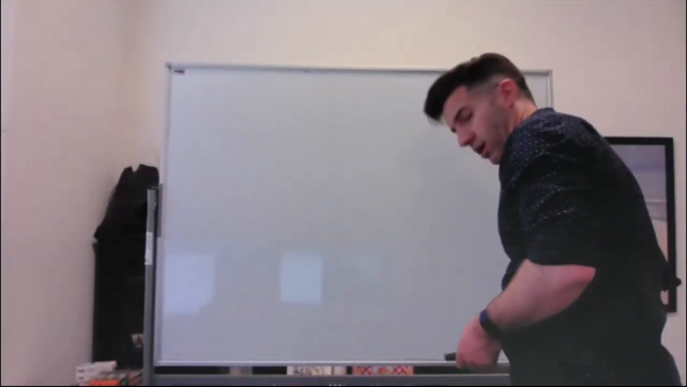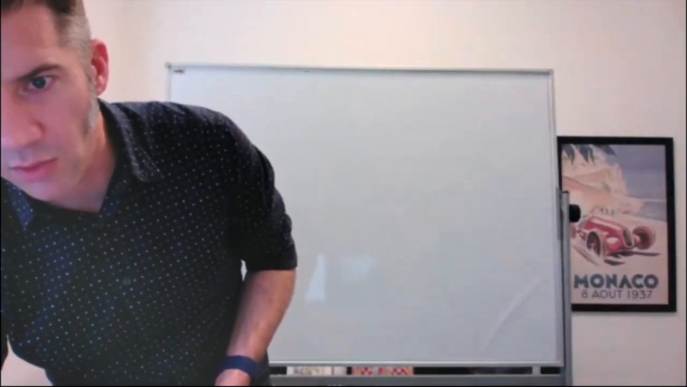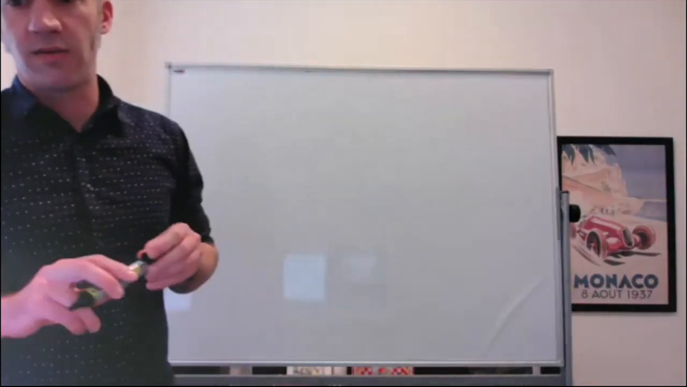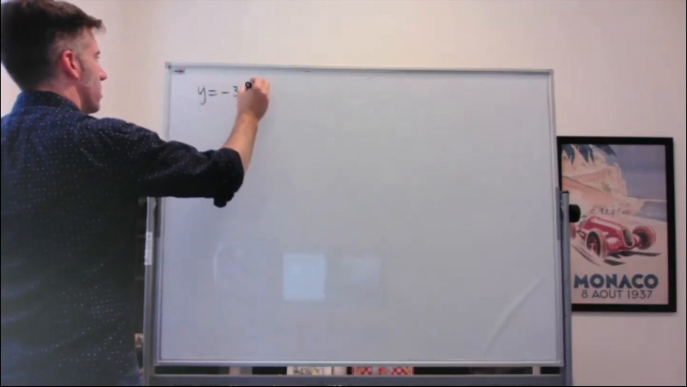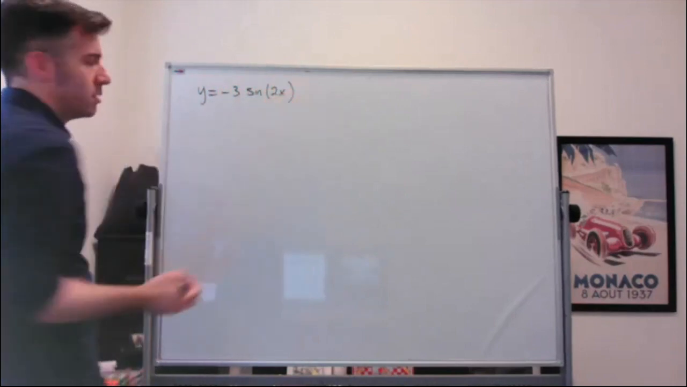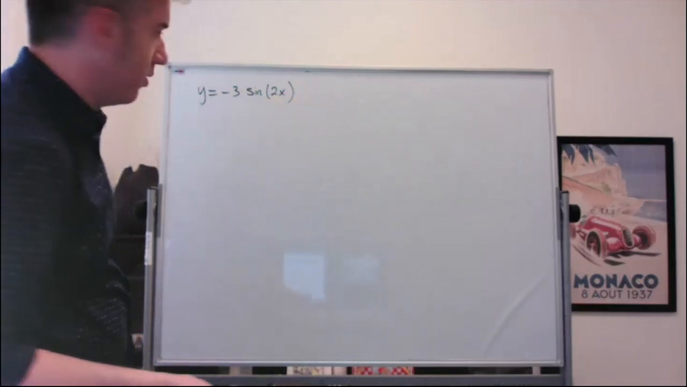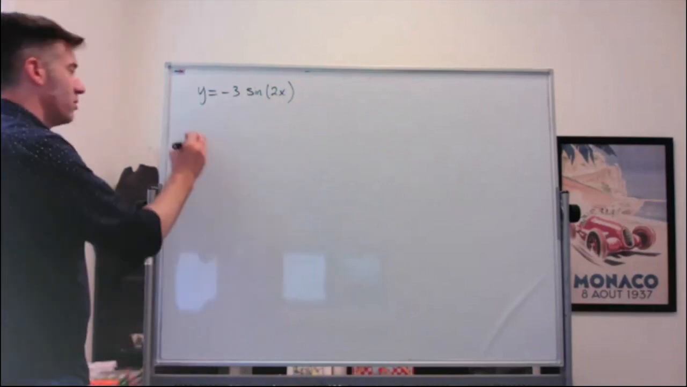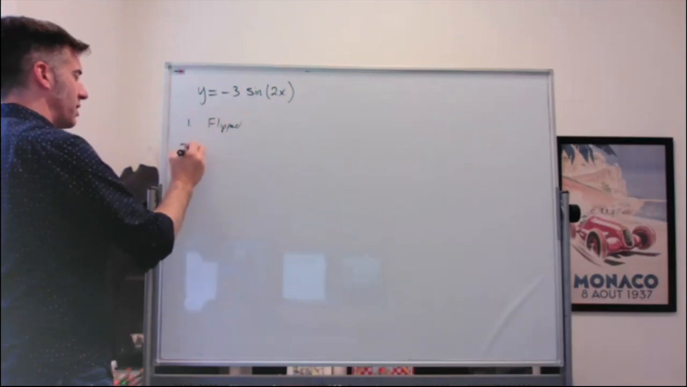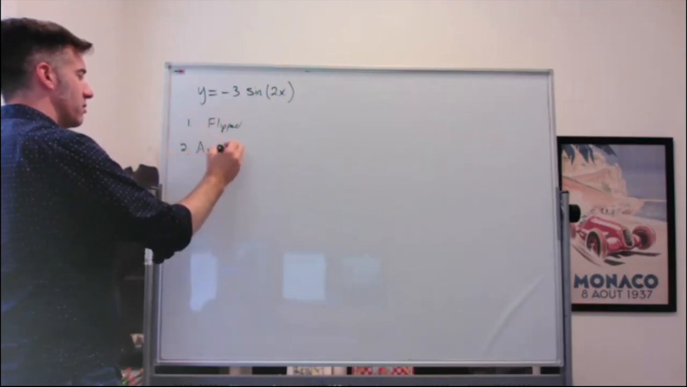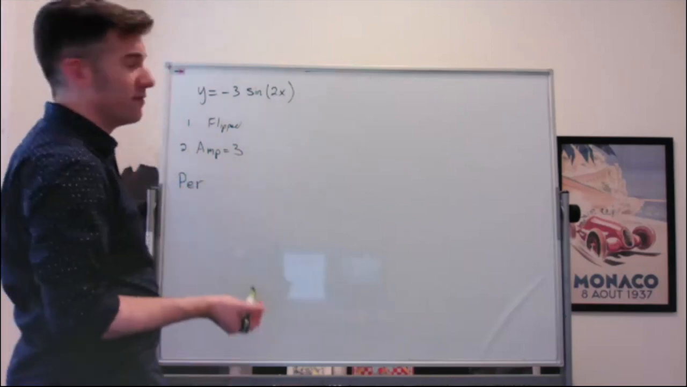All right, let us look at the next one. Graphing stuff. Okay, cool. Graph y equal to negative 3 sine of 2x, labeling important points along the x and y axis. Okay, so we know a few things. We know this is flipped. We know that the amplitude is 3. And we know that the period is, what is the period if it's sine of 2x?